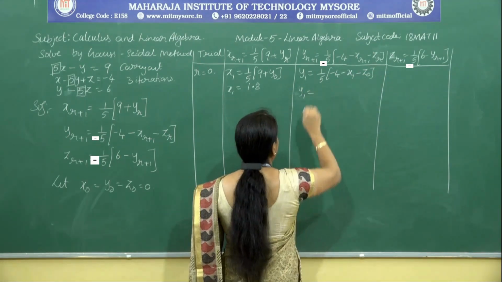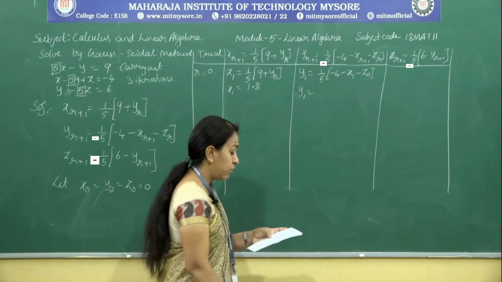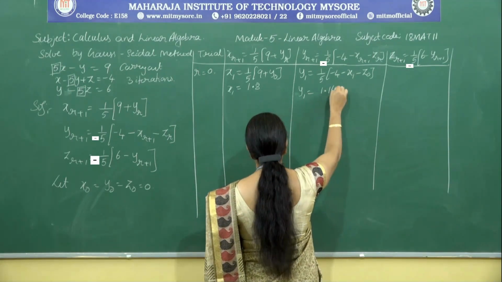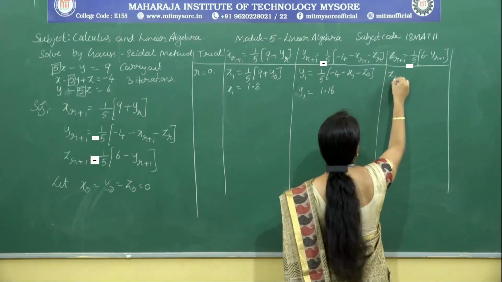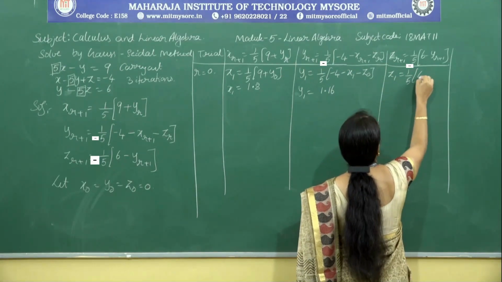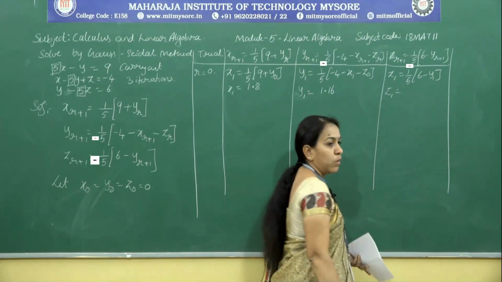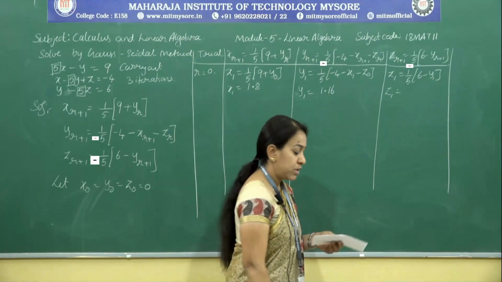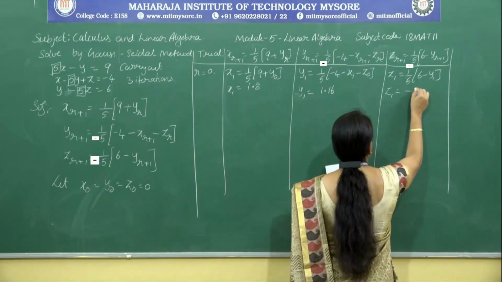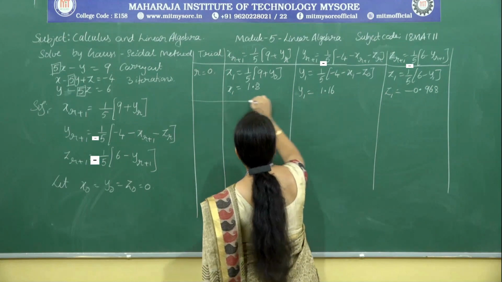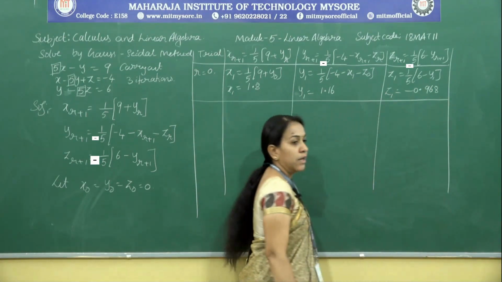And y1 is 1 by 5 into minus 4 minus x1 minus z naught. So if I put the corresponding x1 and z naught values, what is our y1? y1 is 1.16, and the last one z1 is 1 by 5 into 6 minus y1. So if I put the corresponding y1 and calculate our z1 value, it is minus 0.968. So that completes our first trial.